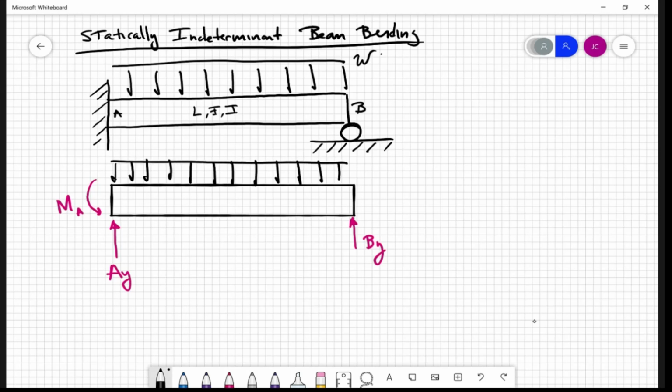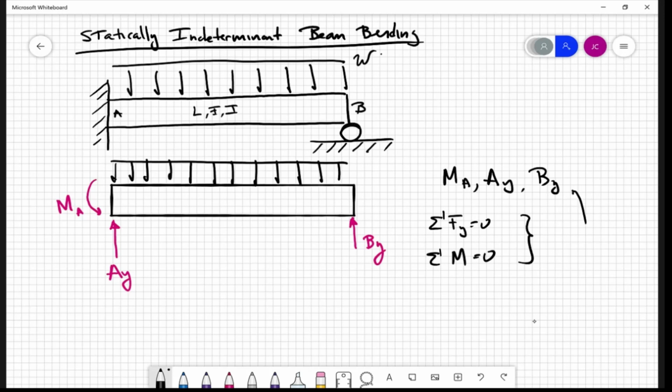Well, the problem we have here is we have 3 unknowns, M_A, A_Y, and B_Y. But we can only write sum of forces in the y direction equal to 0, and sum of moments around some point equal to 0. There's only 2 equilibrium equations I can write. I mean, if you try to do sum of forces in the x, you just get 0 equals 0, so it doesn't give you anything. But I have 3 unknowns I need to solve, right? So this is statically indeterminate, all right?